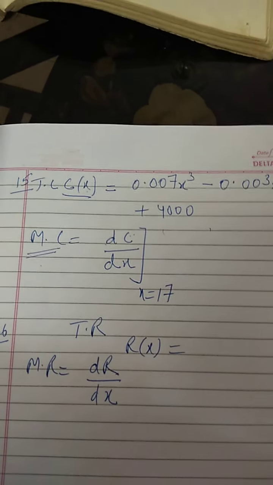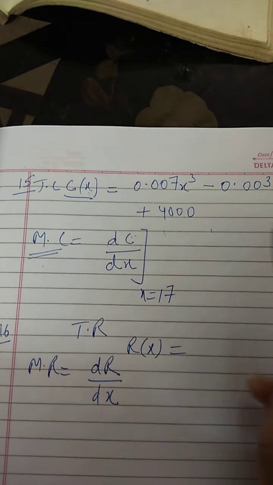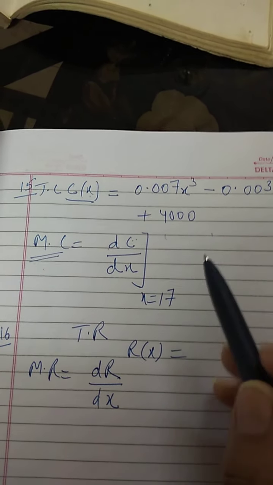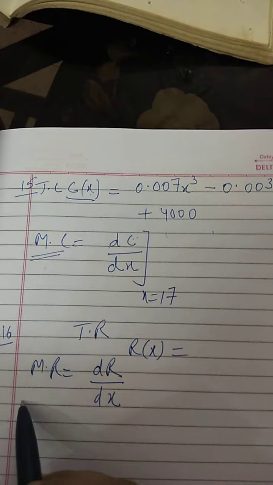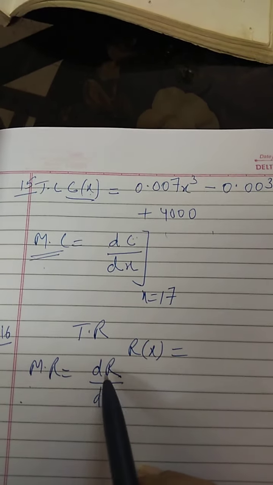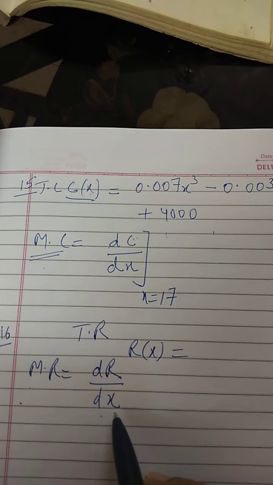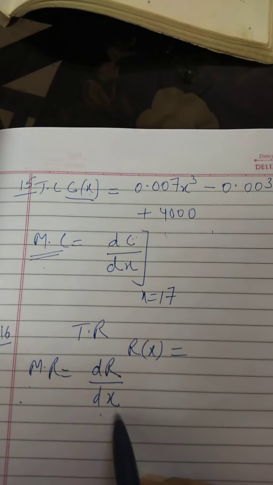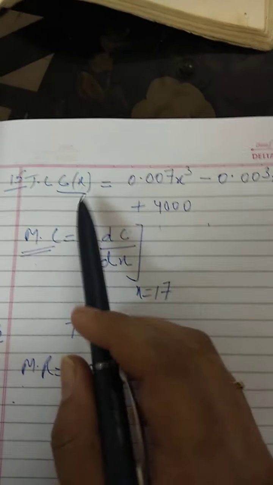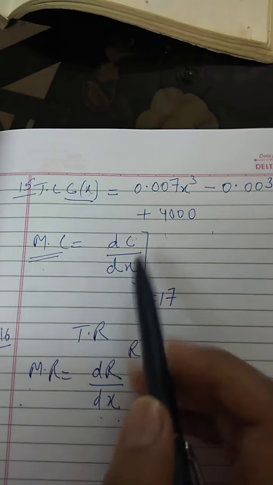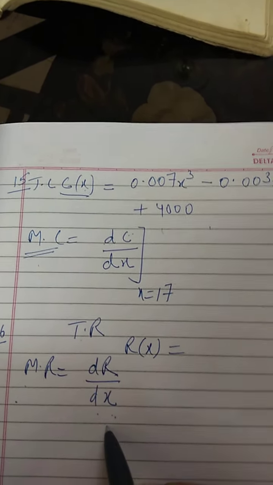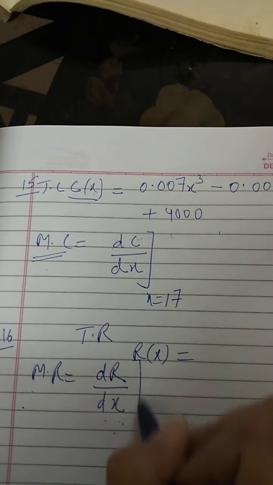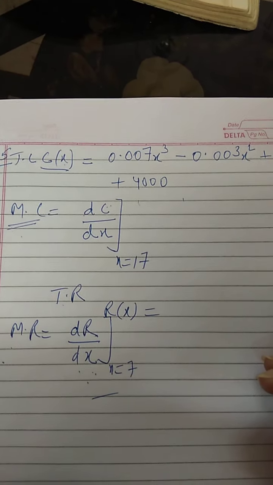If total cost is given, marginal cost will be the rate of change of total cost with respect to the output or items produced, and marginal revenue will be the rate of change of total revenue with respect to the items sold, right? So this is the difference. C is also a function of x, so MC will be dc by dx. If TR is given, again the function is of x, so MR will be dr by dx when x is equal to 7, right? I hope you can do it now, so you people can complete the exercise.